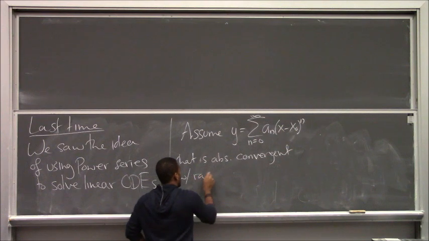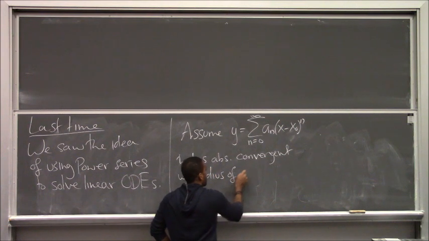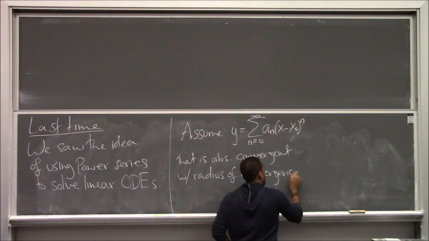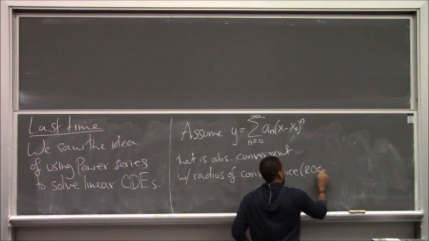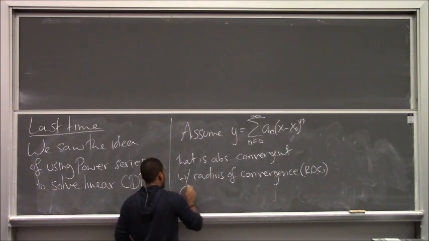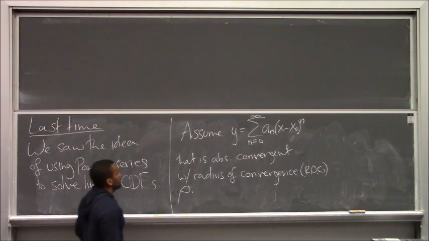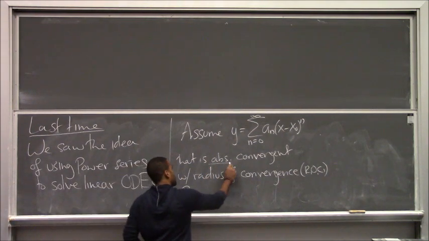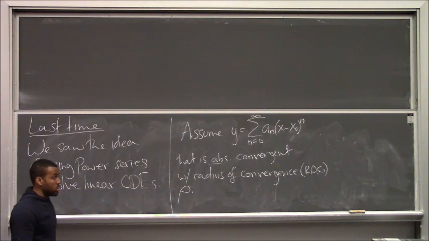With degrees of convergence, I think they usually use rho. So we need absolute convergence because we want to be able to differentiate the series, and we need absolute convergence so that we know what we're differentiating.